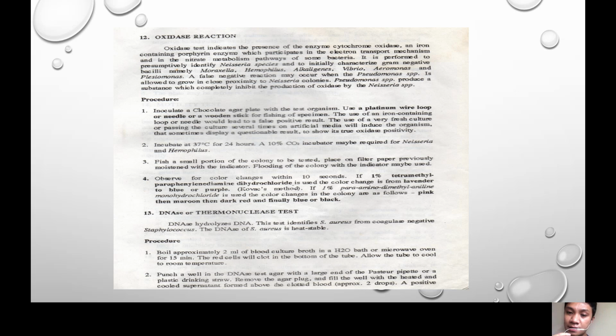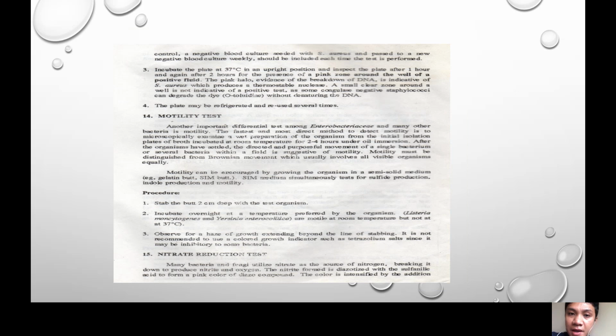All you need to do is transfer your supernatant, after you have boiled your blood culture tube, into the well. Then incubate at 37 degrees Celsius in an upright position and observe for a pink color around the well of your positive control. So a pink color here is a positive result.